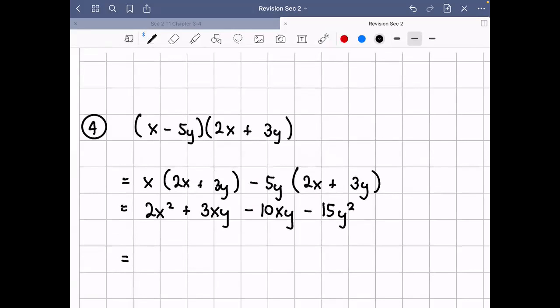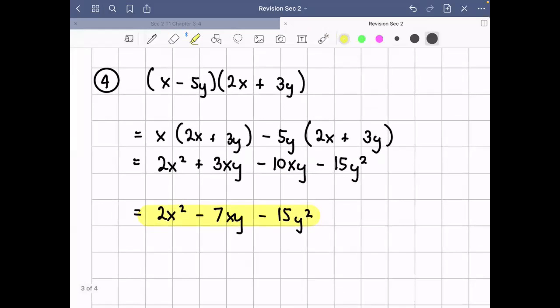Okay, so what's the final answer here? So the final answer is 2x squared. And then since 3xy and negative 10xy are similar, because both of them have xy, we can combine these two. So that gives us 3 minus 10, which is negative 7xy, and then minus 15y squared. So is this your answer, class, for number 4?